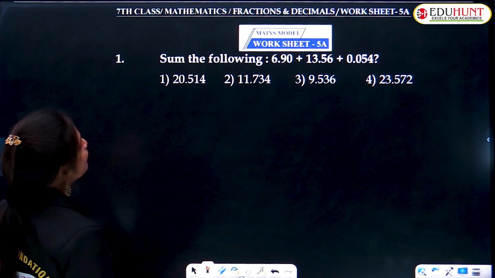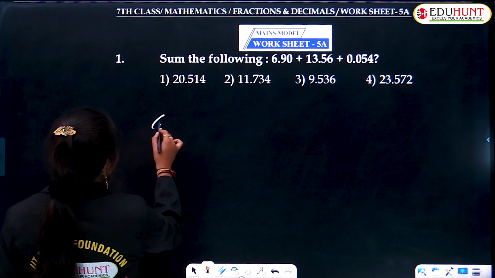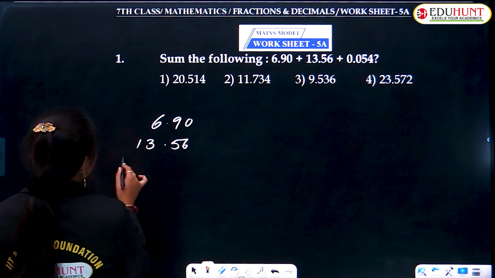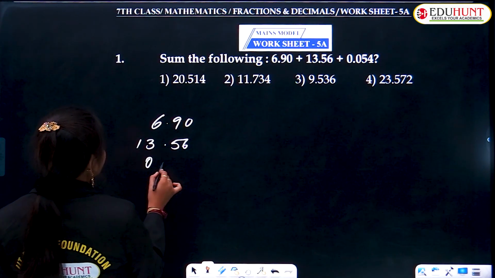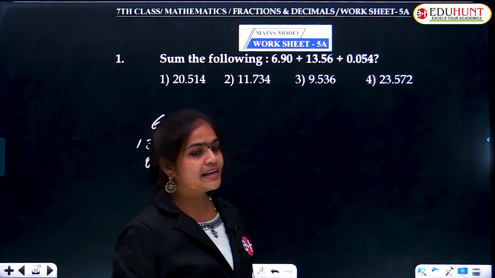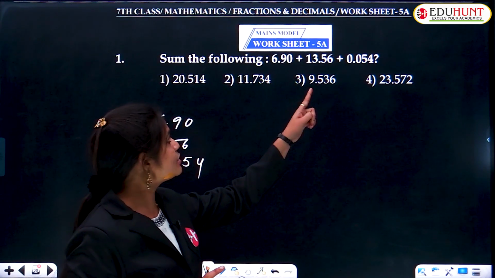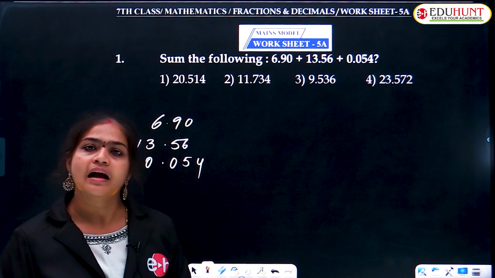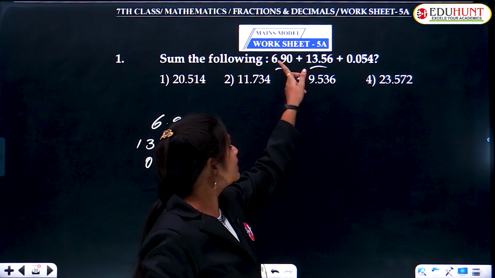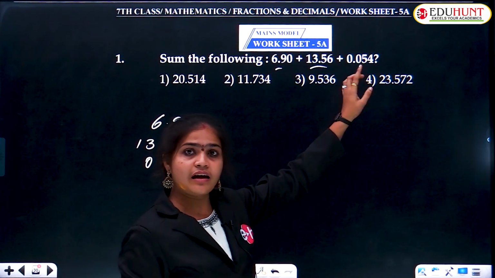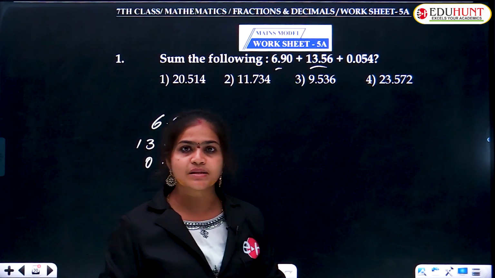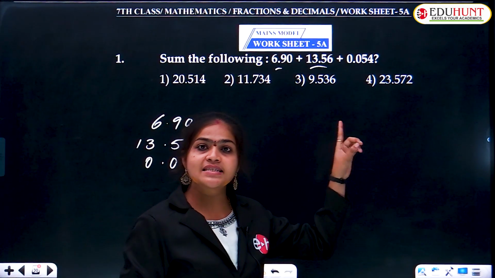Now see, sum the following. Here what are the given decimal numbers? 6.90, 13.56, 0.054. Actually three different decimals they have given, no? Are they like decimals or unlike decimals? Unlike decimals only. Why? Because the first two are like decimals, but 6.90 and 0.054 are unlike decimals, and in the same way 13.56 and 0.054 are unlike decimals, because the number of decimal places differ.